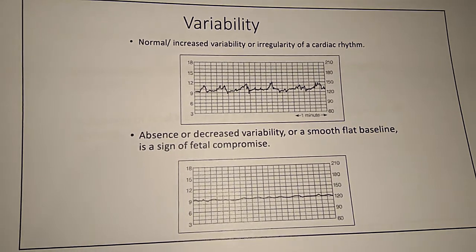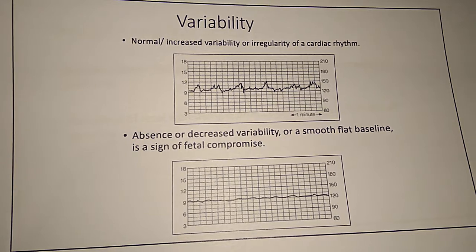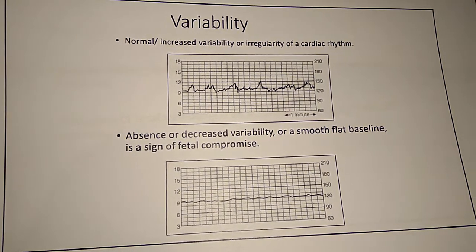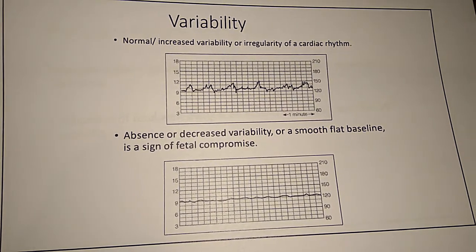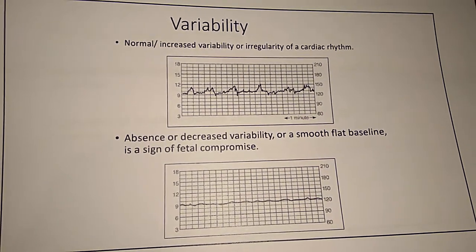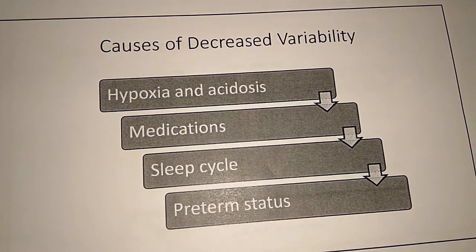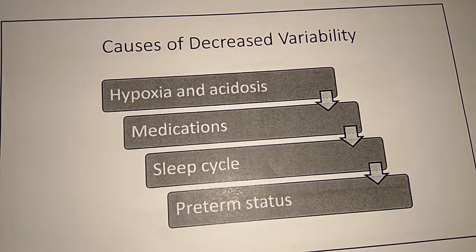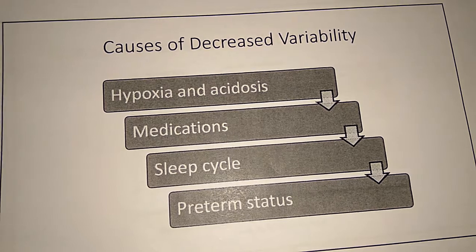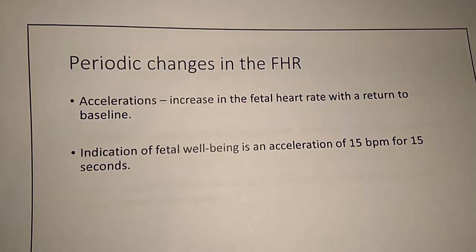It is normal if there's increased variability. However, if there's a decrease or absence in variability, there will be a smooth, flat baseline, the sign of fetal compromise. The causes of decreased variability are hypoxia and acidosis, medications, sleep cycle, or preterm status.